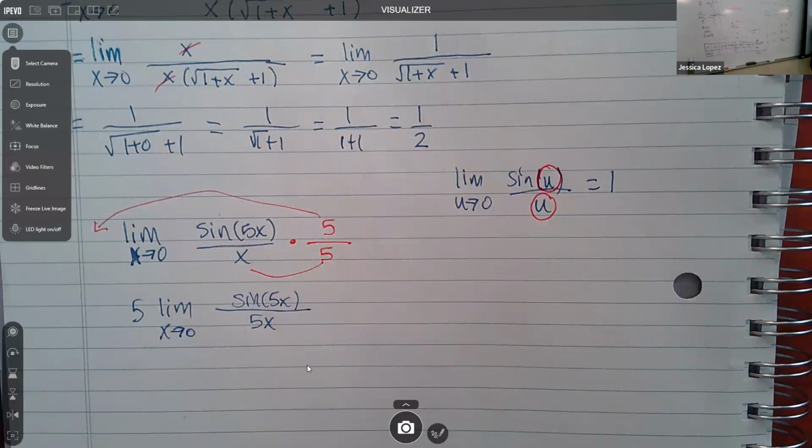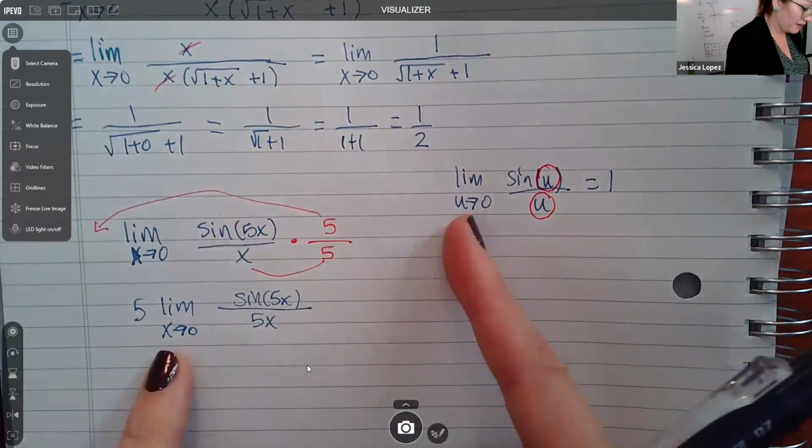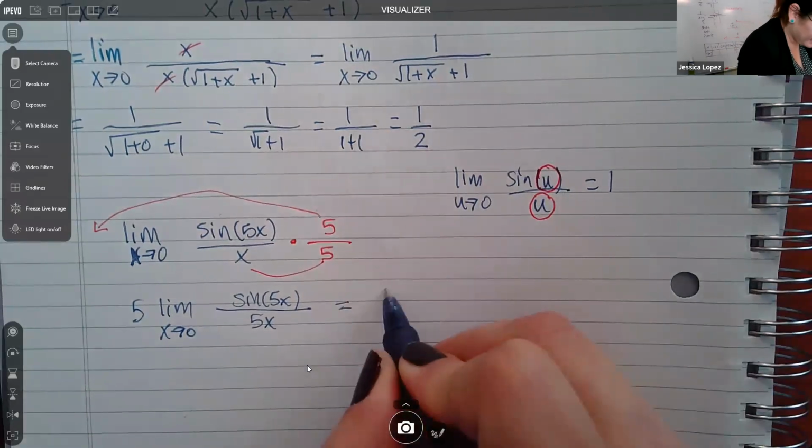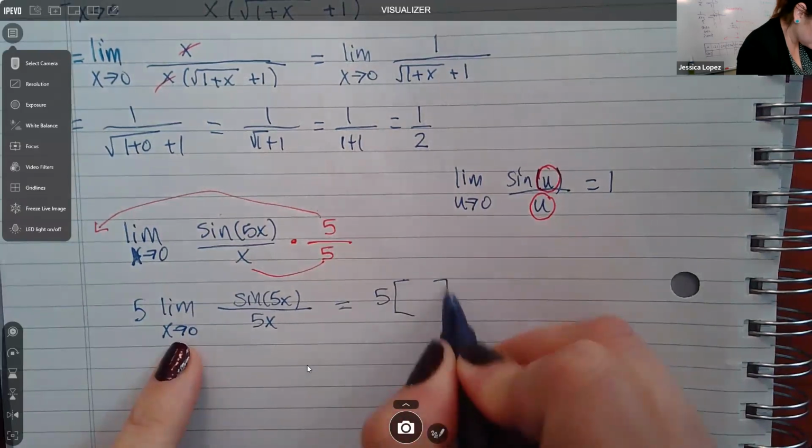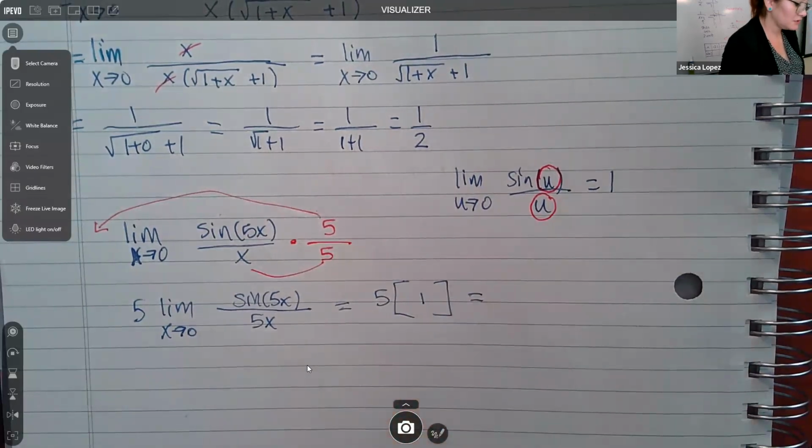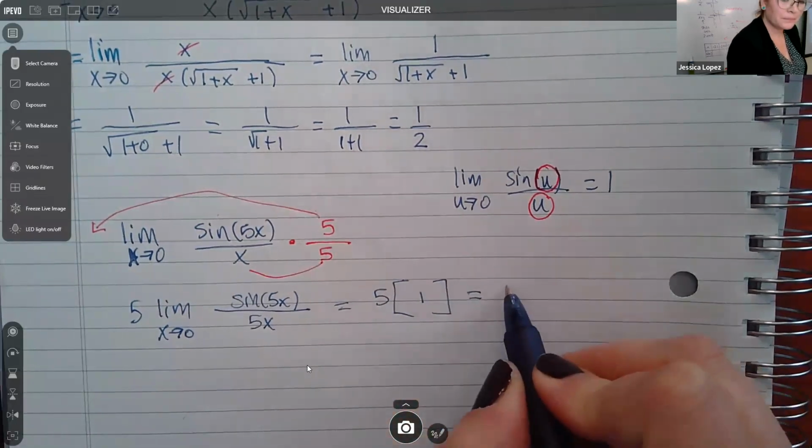Now here, I don't have 5x going to 0. I just have x going to 0. So what happens to this as x is going to 0? Isn't it still going to 0? And the same thing inside there, right? So you still have the same action happening, which is why you still get 1. Okay. It doesn't have to have a 5x right there. But this big thing just becomes a big fat 1, which means my answer is what? Is 5.